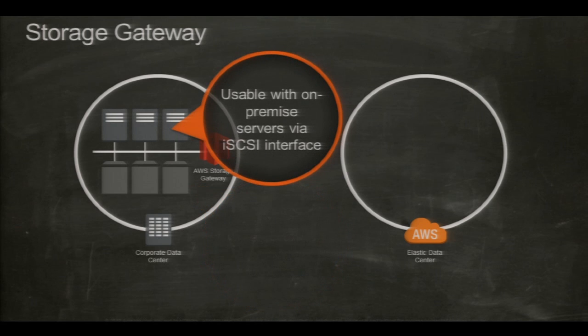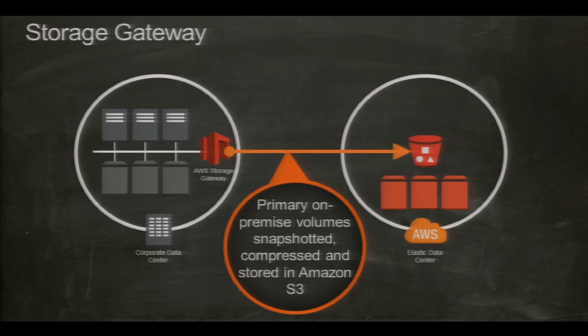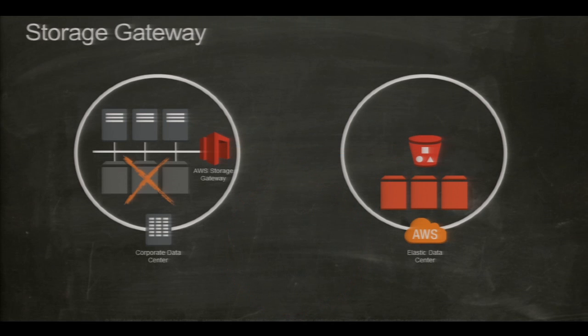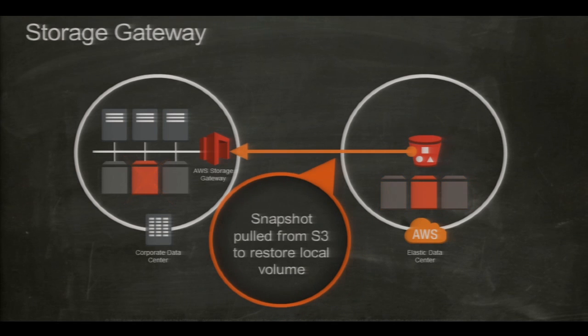And then you can, of course, address those using iSCSI from servers running in your traditional facility. But what's happening is that the storage gateway is taking snapshots of those volumes and pushing them in a compressed form into S3. Okay? And then you can reconstitute those. So if you have a problem with one of those local volumes, you can pull the backup file back down via the storage gateway and restore that volume from a point in time.